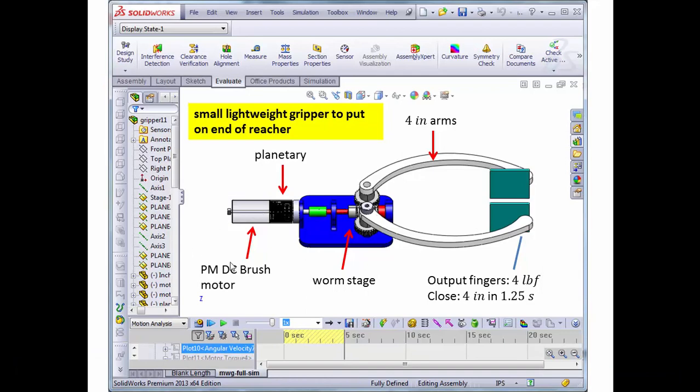working backwards so that we can select the particular motor that we want, and then we can establish the various gears that we have, gear ratios, gear reductions, the 4-inch arms that we had, the worm stage that we had, and then the planetary stage that we had, and then the brush motor. So I wanted to talk about the process that was used to establish those items.